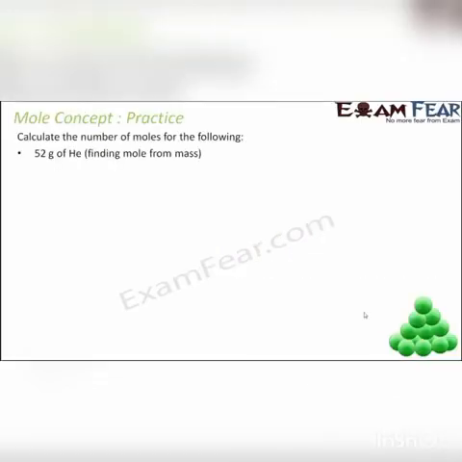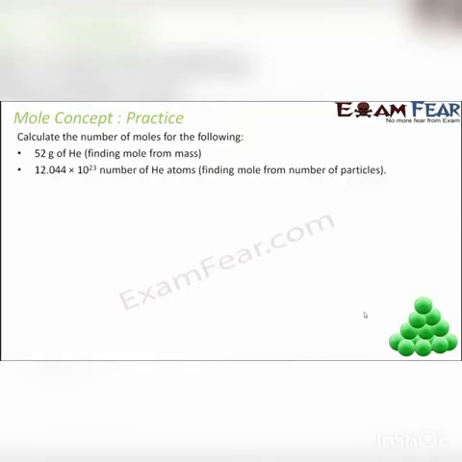Let's take some examples to practice. We have to find the number of moles of the following: 52 gram of helium. So 1 mole of helium is how many grams? It is the molar mass of helium, that is 4 gram. So 4 gram is 1 mole. If 4 gram of helium is 1 mole, then 52 gram of helium will be how many moles?